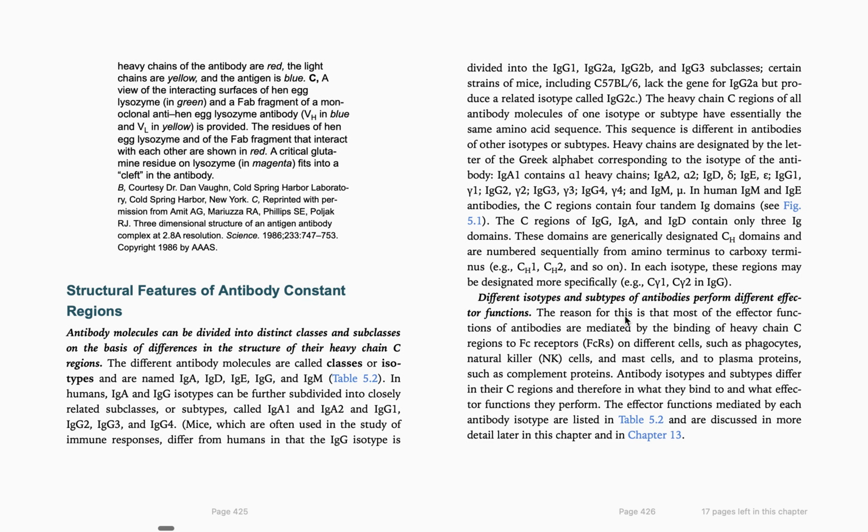So let us discuss the structural features of the antibody constant region. Antibody molecules can be divided into distinct classes and subclasses on the basis of differences in the structure of their heavy chain C region, the heavy chain constant region.